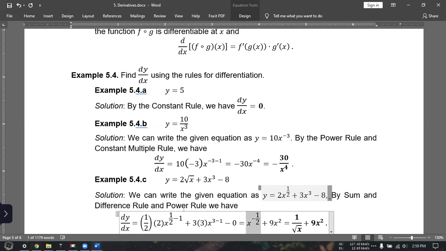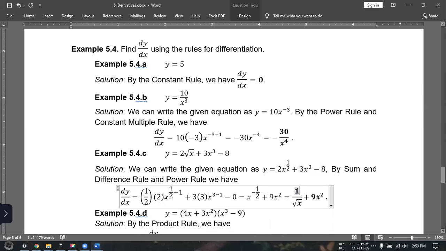And then next, this is 3 times 3 is 9, and 3 minus 1 is 2, so 9x squared. And the derivative of a constant is 0. Applying the properties of radicals, at the same time, since this exponent is negative, we'll also apply the laws of exponent. So this is 1 over square root of x plus 9x squared.